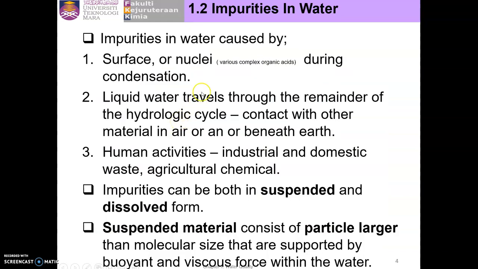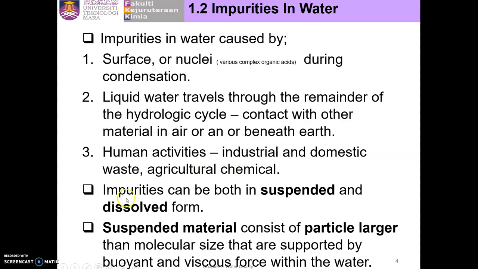Okay, next is about impurities in water. Okay, impurities in water can be caused by some either surface ataupun clay during condensation, and also liquid water, which is travel through hydrologic cycle tadi. So dia akan contact with the other material in air ataupun beneath on earth, okay, atas surface. So dia akan bawa semua sekali the remainder, okay. Impurities in water also caused by human activities, which is from industrial, domestic, and also agricultural, chemical.